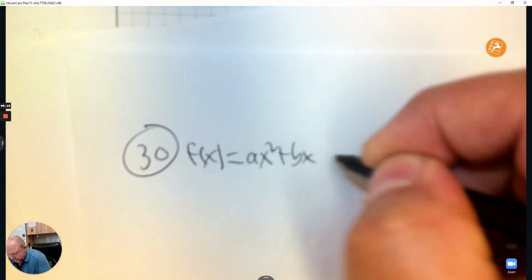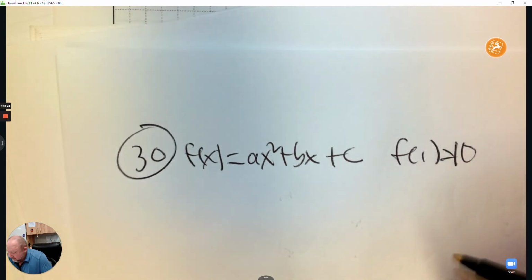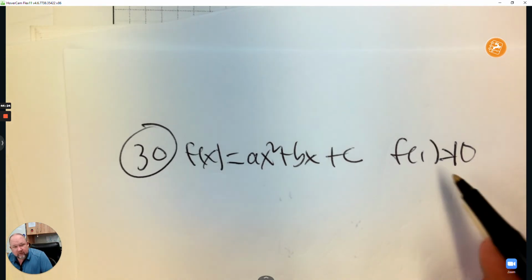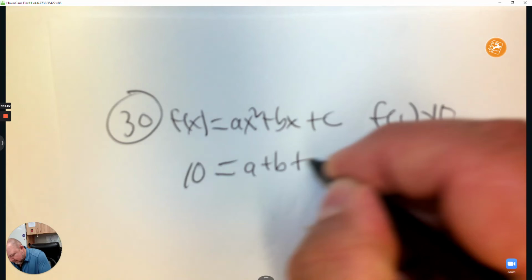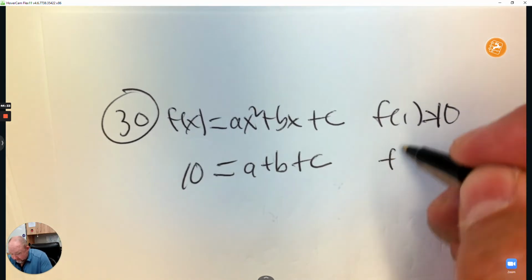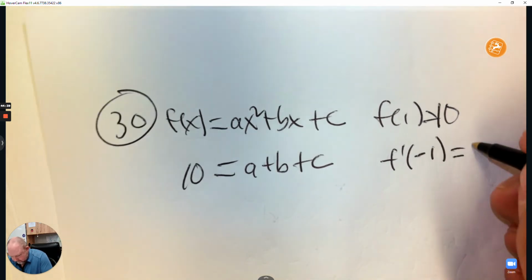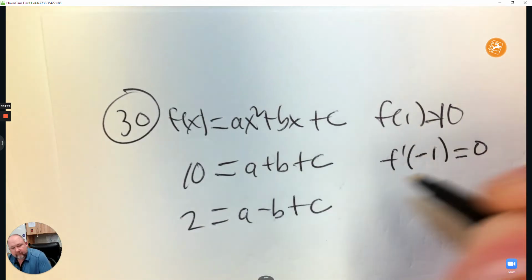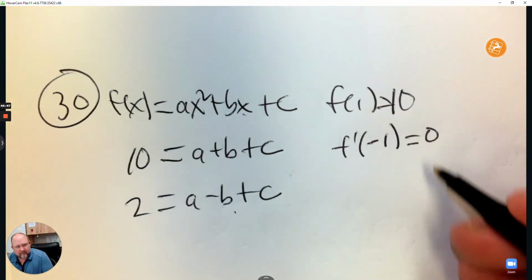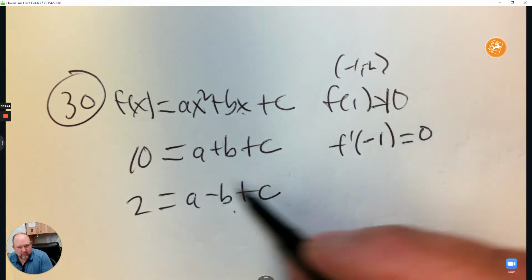All right. Some algebra work. So it says find A, B, C. So f at 1 equals 10. So right away, I can plug in 1 for x, and I have an equation. Then if I take the derivative, I have another point, -1, 2. So if I plug in -1 for x, there's the other one. So we have -1, 2. We have 1, 10, so we have 2 points here.